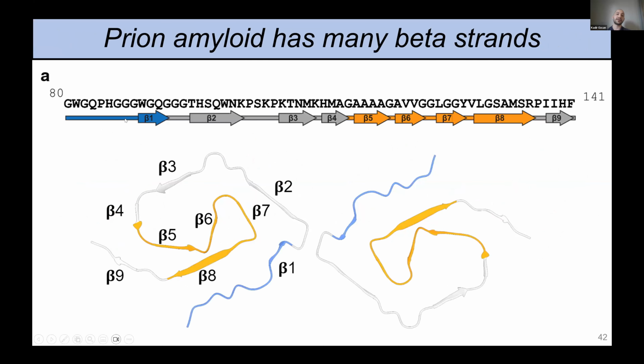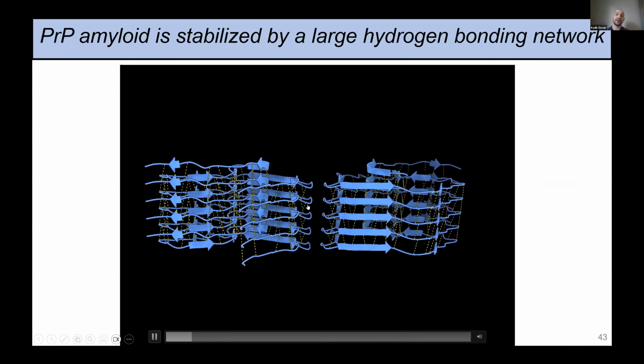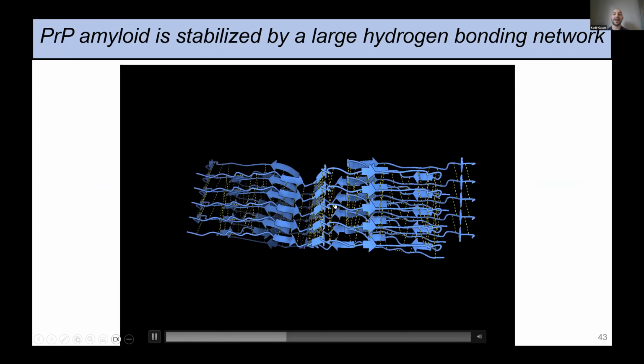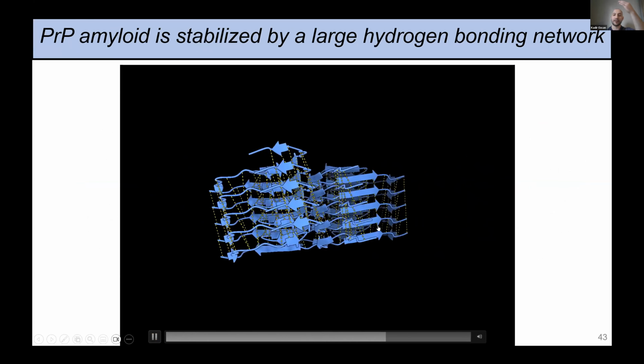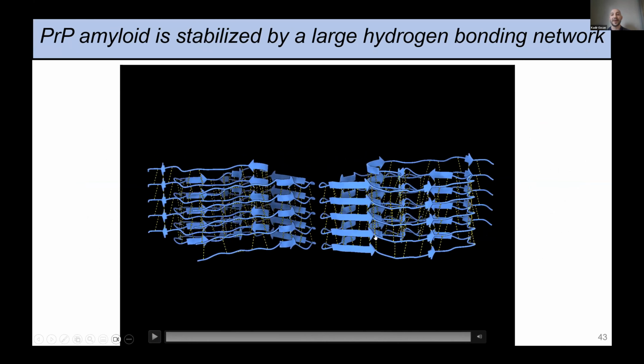When you look at the structure, there's lots of beta strands, which engage in hydrogen bonding between the layers. There's actually 9 total. And when we look at the structure, you can see all these beta strands with these yellow dashed lines engage in this hydrogen bonding all the way down the length of the amyloid that makes it very stable.